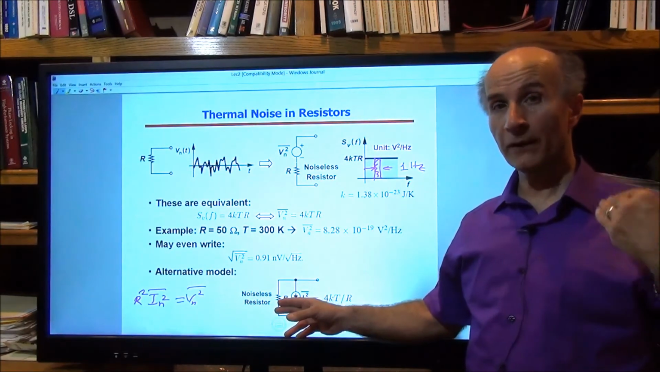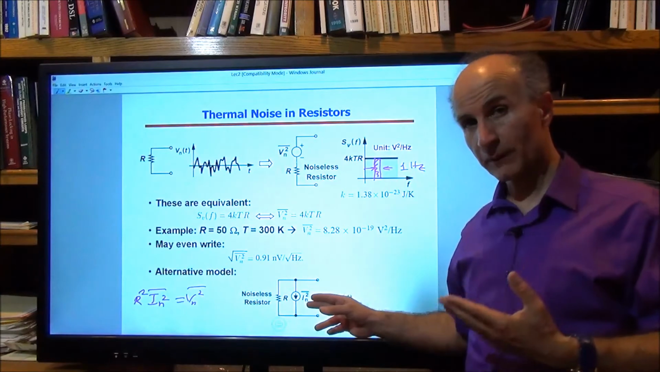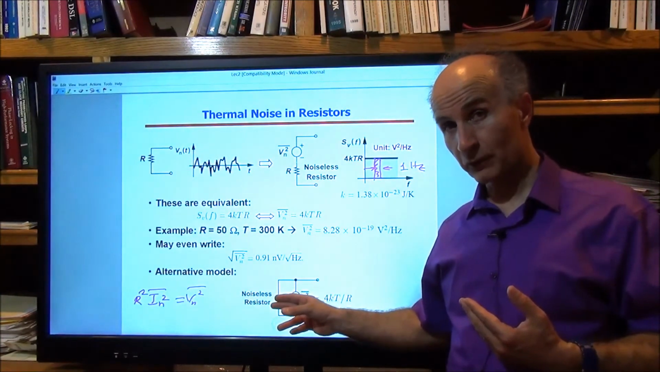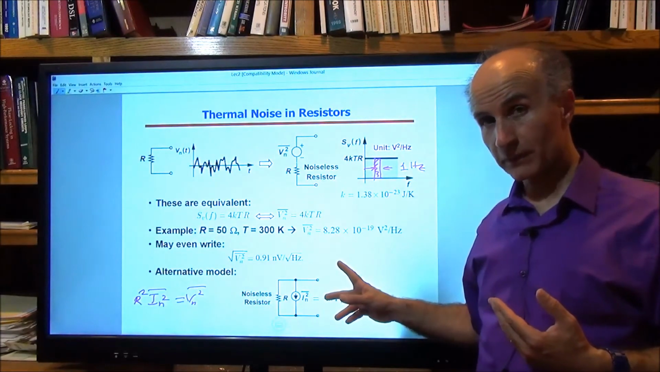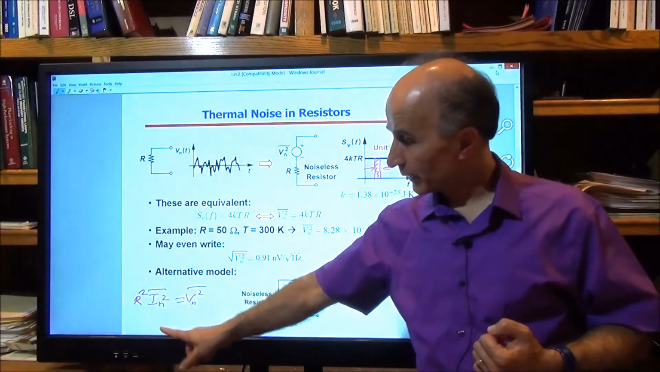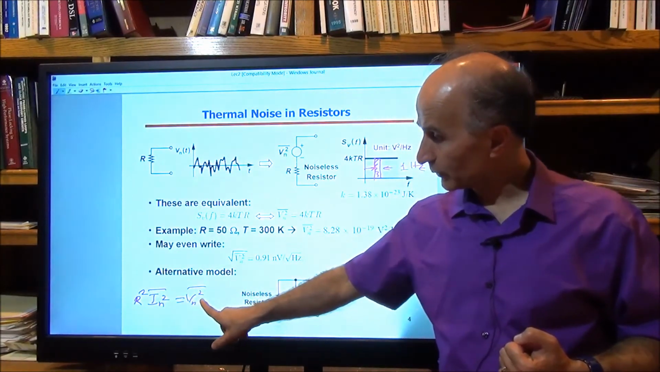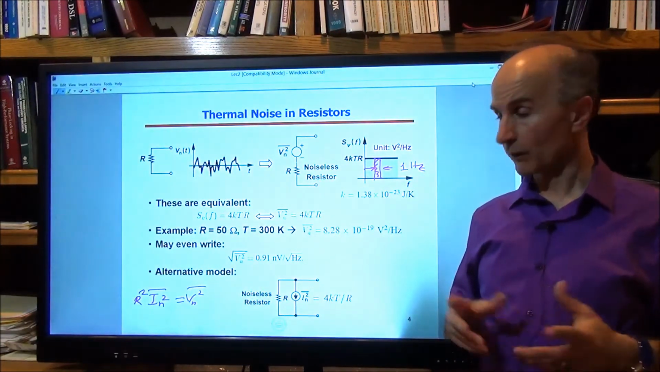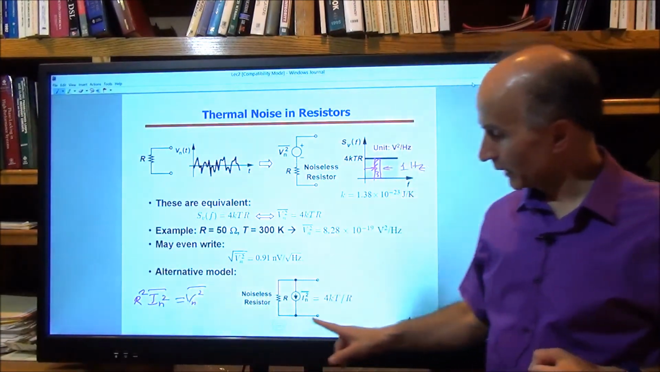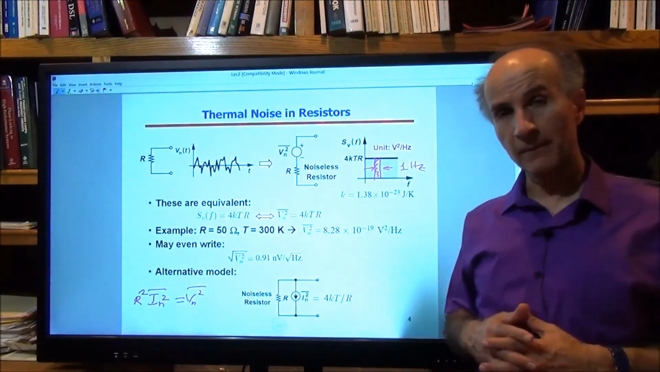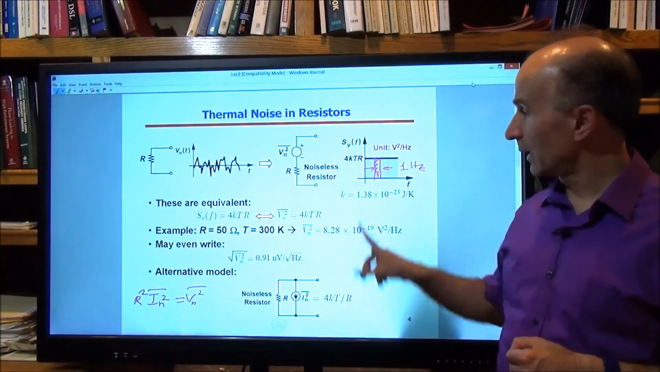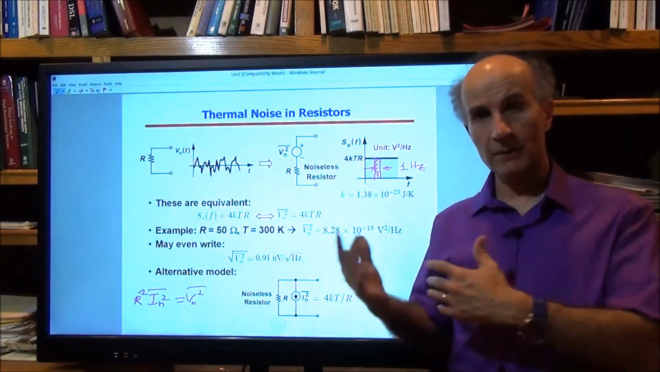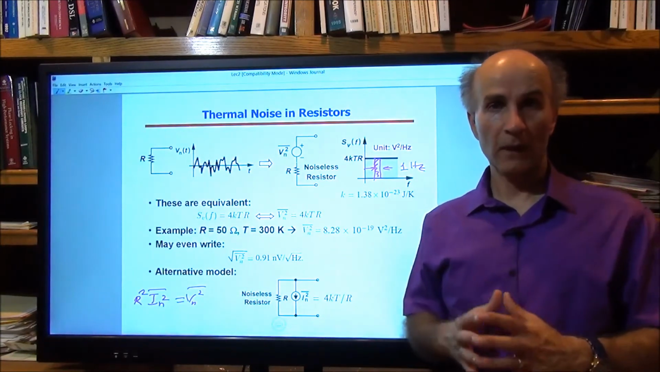So what we do according to our theorem is take the spectrum of the current, multiply it by the magnitude squared of the transfer function to find the output. So I'm going to write R squared times In squared bar is equal to Vn squared bar, this noise here, right? So from there I can find In squared bar, which is 4kT divided by R. So this equation and this equation are both useful. Which one we use depends on the situation. Sometimes a Norton equivalent is easier, sometimes a Thevenin equivalent.